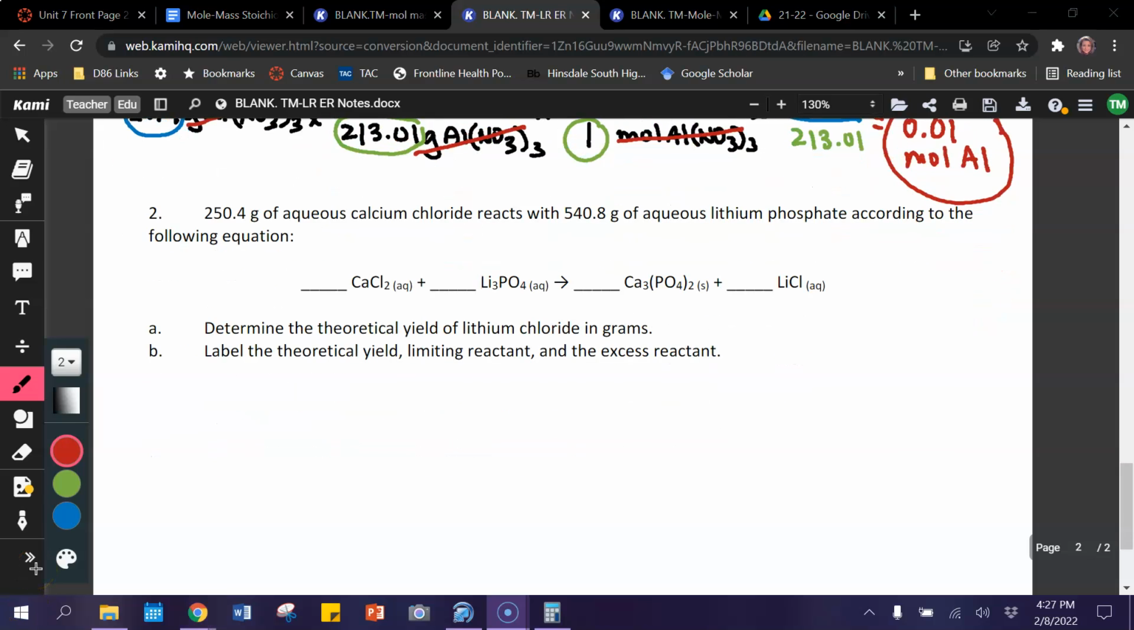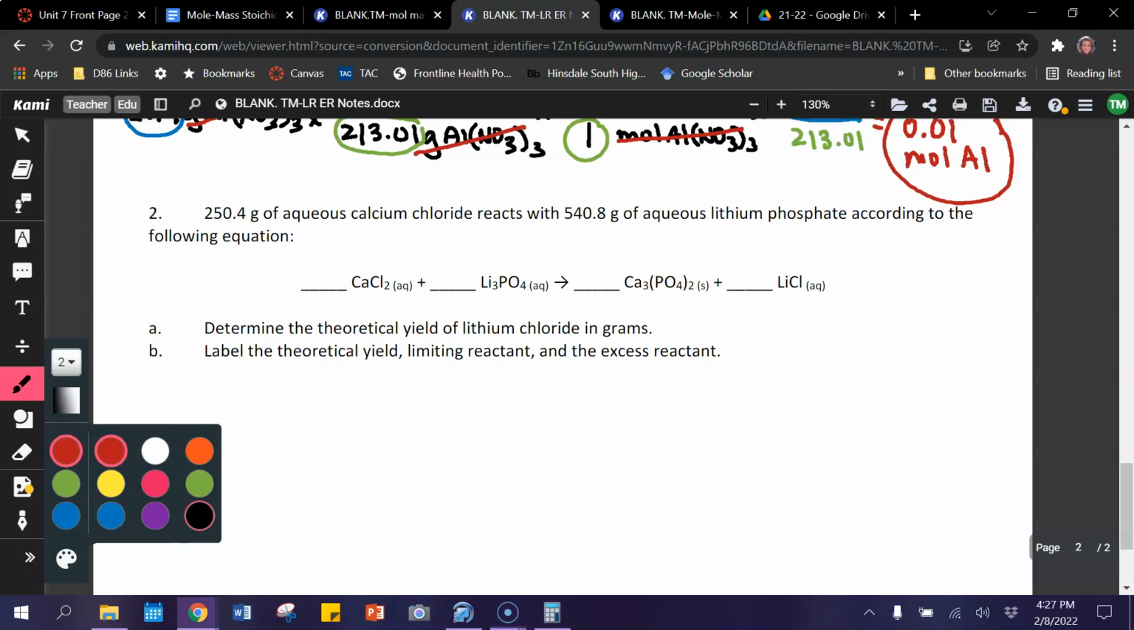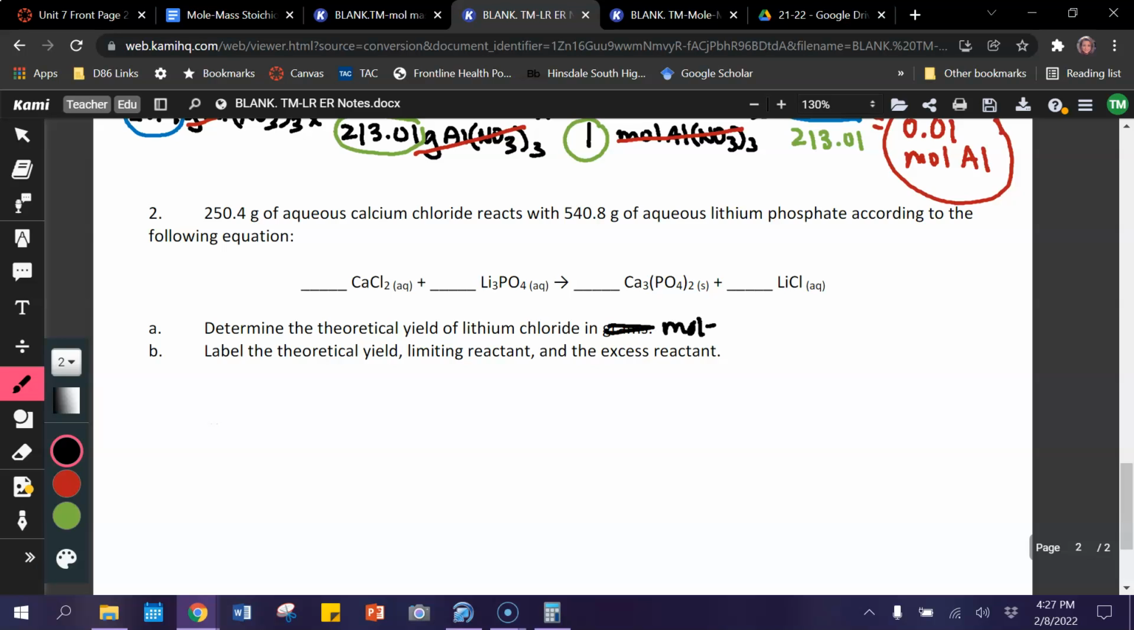All right, now let's take a look at our next equation here, and I'm going to do the same thing though before we do anything else. I'm going to take grams in part A, cross it out, and let's make it moles here. Okay, great. So what we have here is a problem. It says that we have 250.4 grams of aqueous calcium chloride, and that reacts with 540.8 grams of aqueous lithium phosphate according to this equation.